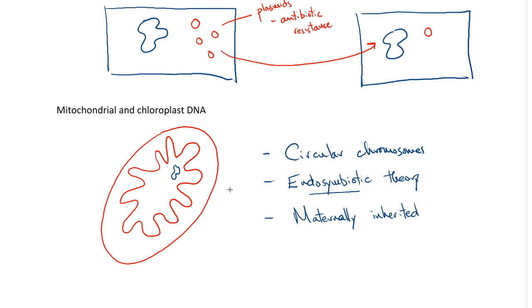So mitochondrial DNA is held on circular chromosomes, is evidence for the endosymbiotic theory, and is maternally inherited. And although I won't draw a chloroplast, chloroplast DNA is also on circular chromosomes, and again is evidence for the endosymbiotic theory. So that's a bit more information about genomes and chromosomes.